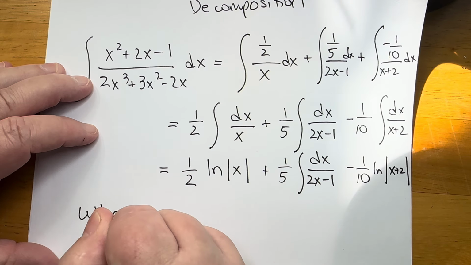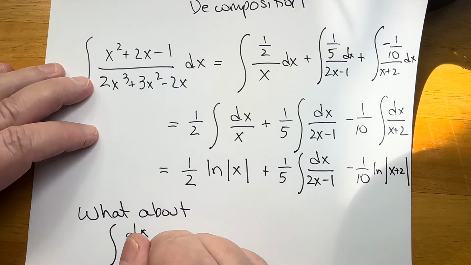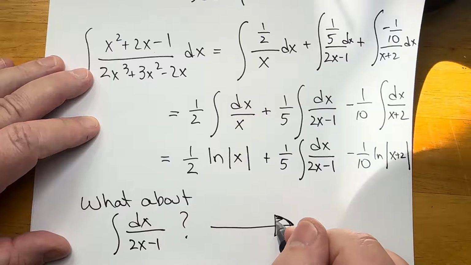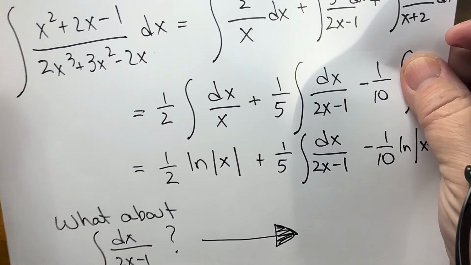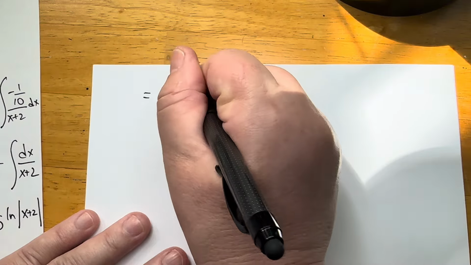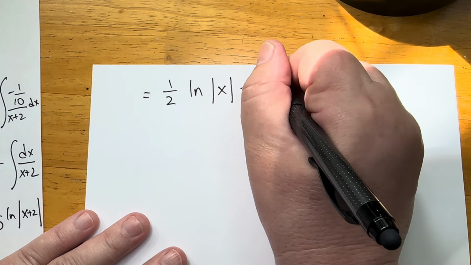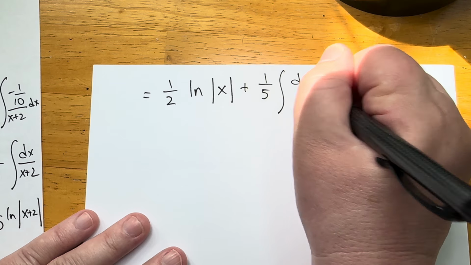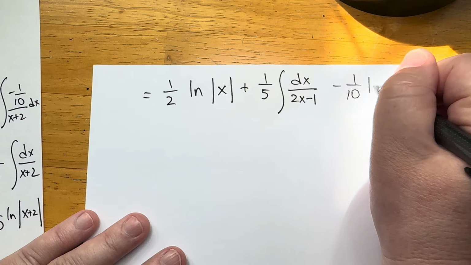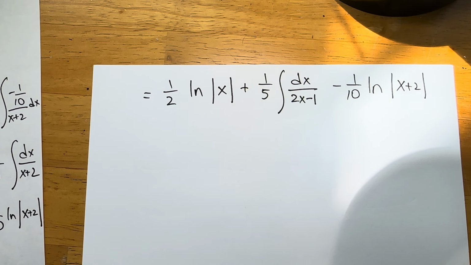So, what about the integral of dx over 2x minus 1? Okay, let's talk about that. So again, I've got 1/2 times the natural log of absolute value of x, plus 1/5 dx over 2x minus 1, and then minus 1/10 natural log of x plus 2 inside absolute value.